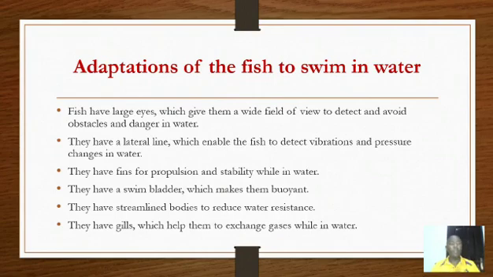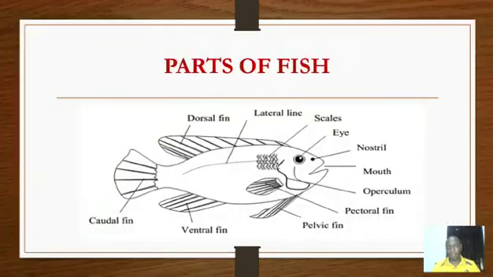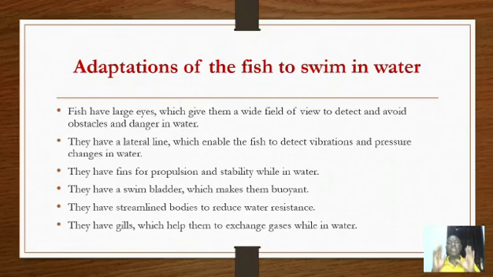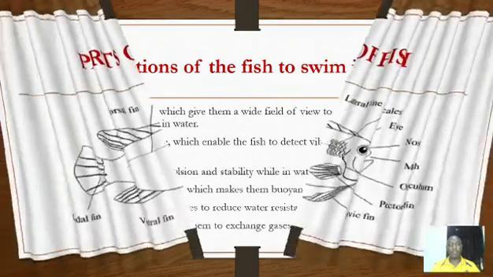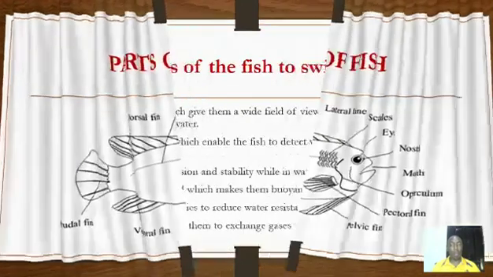They have a lateral line. The lateral line, I think we can see it where it is. The lateral line enables fish to detect vibrations and any pressure changes within the water. They have fins for propulsion and stability. We've seen the different types of fins.